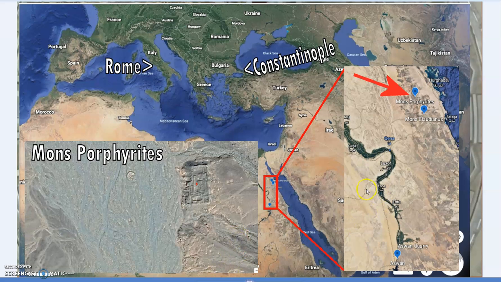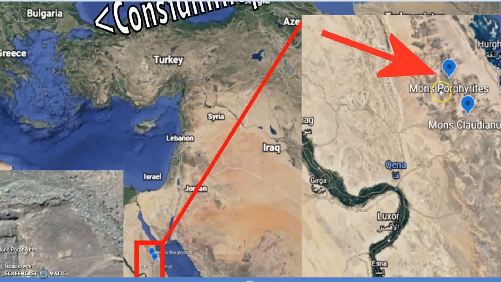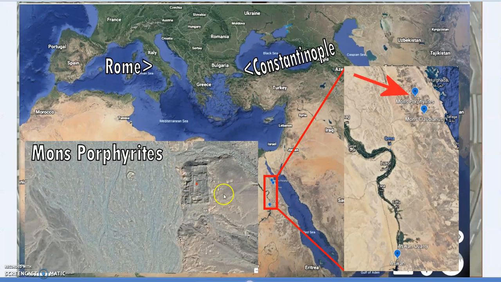But if we move just to the north of Mons Claudianus, we move to Mons Porphyrites. There's the aerial view of a Roman encampment there. It's detailed in Pliny the Elder. A Roman centurion was said to have found this site, and I don't believe that the ancient Egyptians were quarrying here because it's on a very high mountain. It's quite difficult to get the stone down and to transport it.